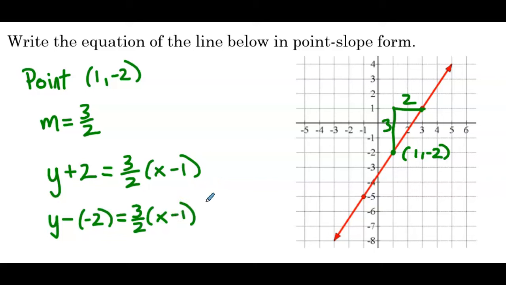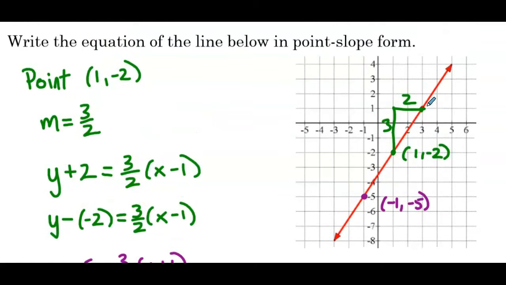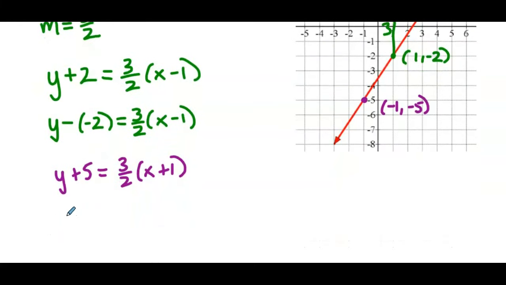Now let's say you tried this example on your own before I had done it, and you chose this point, or you chose this point. Those equations would be correct as well. All right, so to write those out, just so you can see what those would look like, using this point in purple, so what's that point? -1, -5. So that would be y plus 5 equals 3/2 x plus 1. And using this point right here, which is the point 3, 1, that would be y minus 1 equals 3/2 x minus 3.